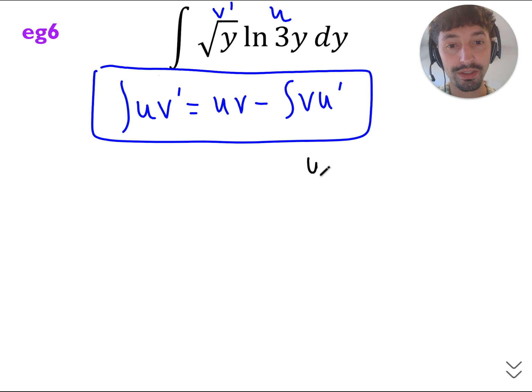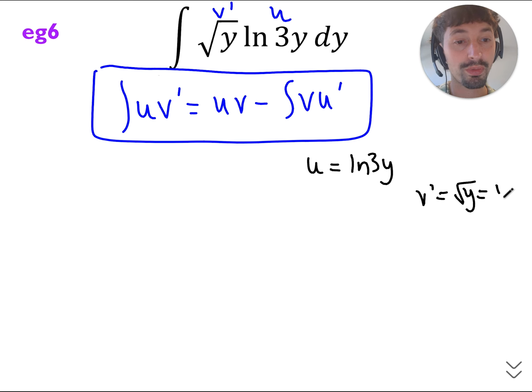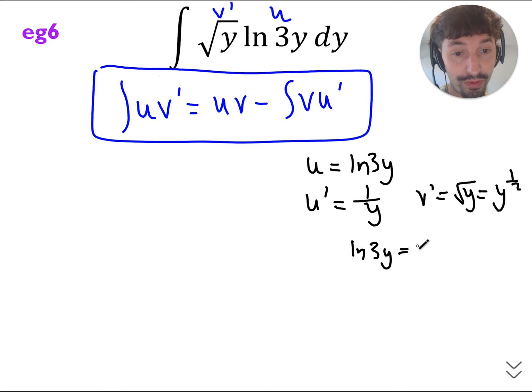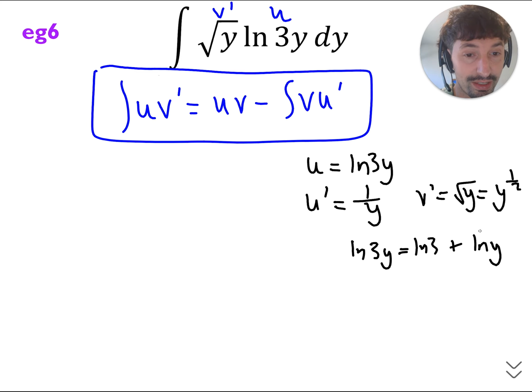So u is going to be the natural log of 3y, and v dash is going to be the square root of y, which is y to the power of half. When you differentiate the natural log of 3y, you just get 1 over y. There's a couple of reasons for that. Reason one: using the rules of logarithms, ln of 3y is the natural log of 3 plus the natural log of y. When you then differentiate that, the ln 3 is a constant, so it disappears. So it's the differential of ln y, which is just 1 over y.